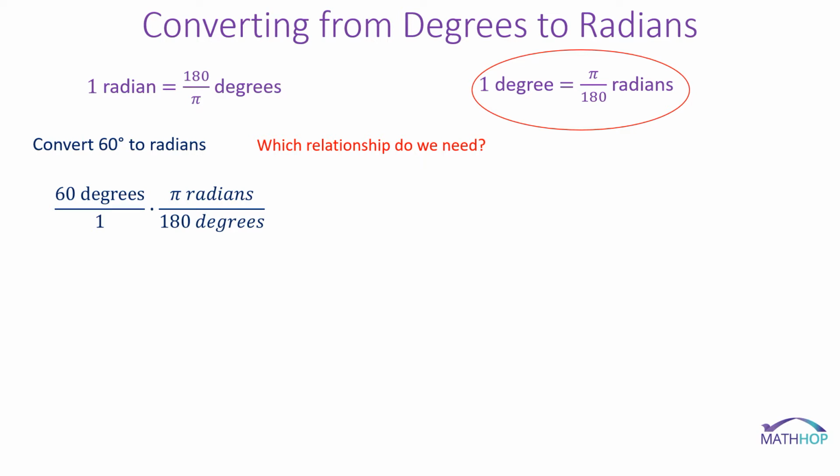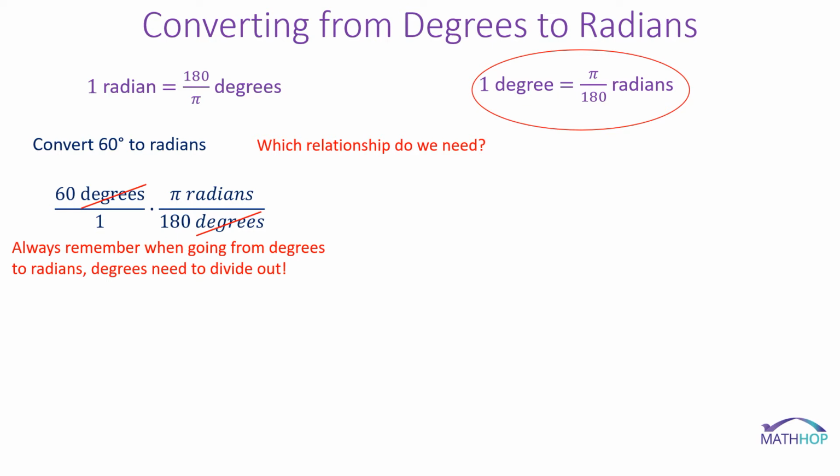Notice when you're going from degrees to radians, degrees divides out. Every single time you're going from degrees to radians, if you don't want degrees anymore, you have to set it up using the ratio that will divide out degrees. Or you can remember that you want pi in your answer because radians have pi, so you want pi on top. All right, let's go ahead and multiply this straight across.